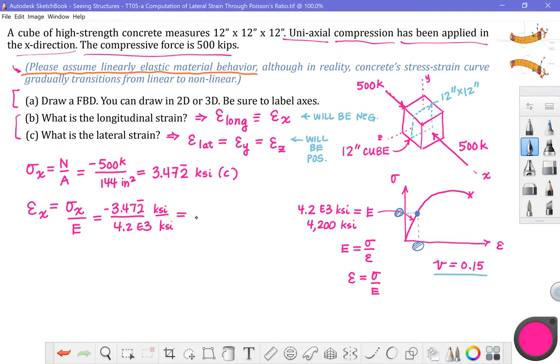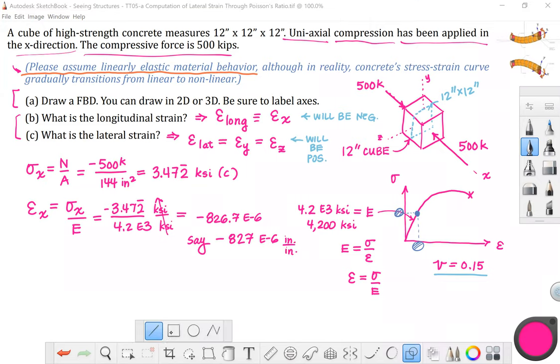Make sure your units match up so that you can cancel them out. Divide through, and we'll get a strain of -826.7 E-6. And that is unitless, but we are accustomed to expressing strain with this strange ratio of units. So I'm going to keep the negative sign for my final answer, condense down to 3 sig figs, 827 E minus 6. And then the units I'm going to use, I'm in US customary units, so I'm just going to put inches per inch. And that is the first part of our answer.